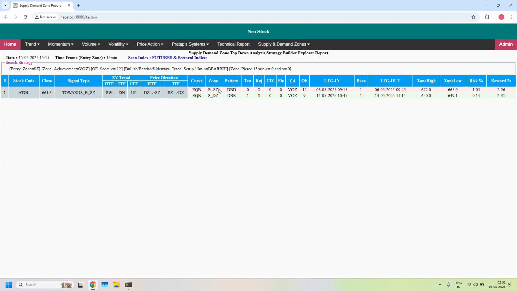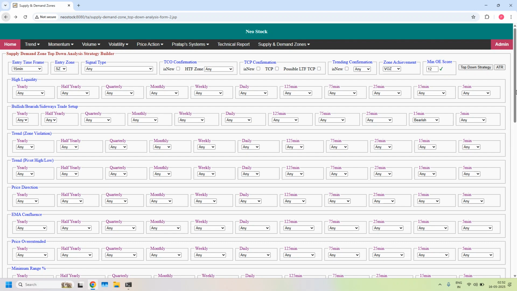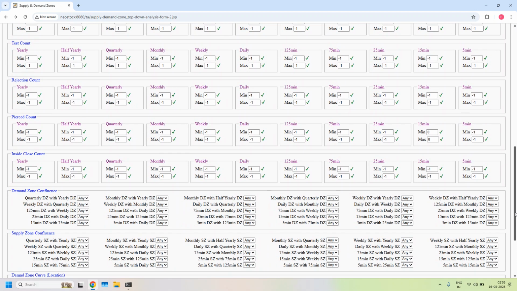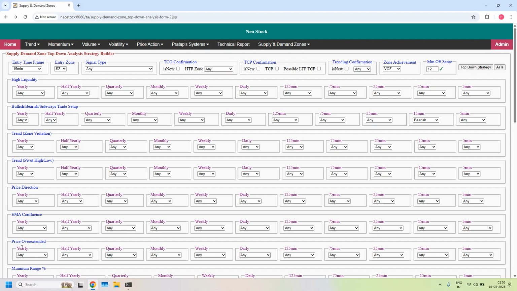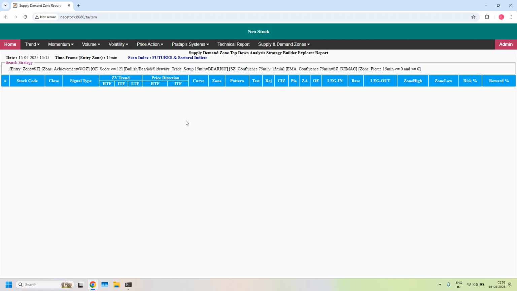So let's verify this 15 minutes supply zone is having daily 75 minutes supply zone confluence. So I am enabling the filter. So it is filtered. So that means this 15 minute supply zone overlapped with 75 minutes supply zone. And let's verify, because the 75 minutes trend is down, 75 minutes supply zone having daily EMA confluence. So not having EMA confluence.